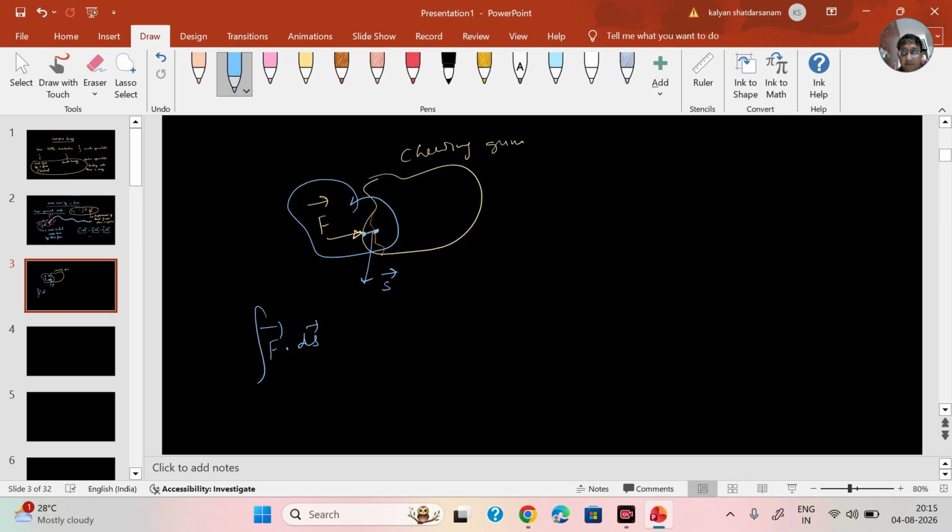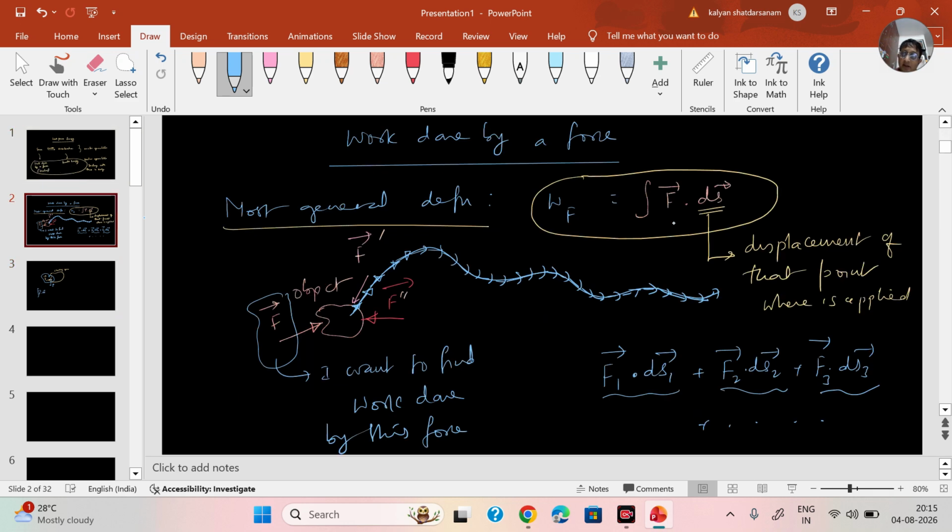When you push a chewing gum, for example, suppose it has been stuck to a wall and you are pushing it, it won't move. Only that section where you are pushing it might deform. So to find the work done by your force, you must take only the displacement of that section where you are applying force, do the dot product and integrate. So in the general definition, the most important thing is that when you write work done by a force F as integral F dot ds, ds is the displacement of that point where force is applied.